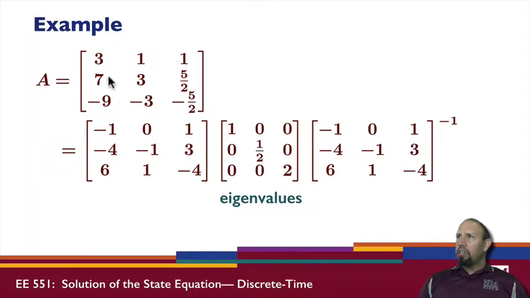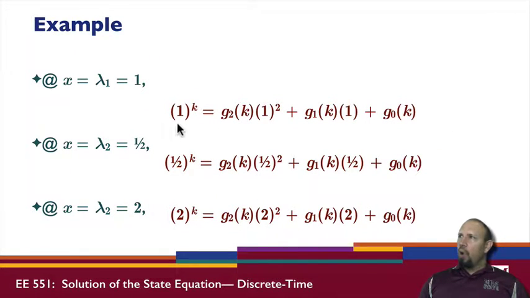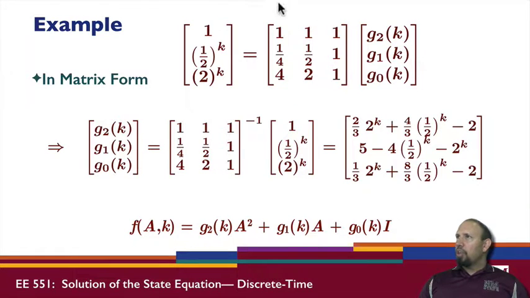So starting again with this matrix, we get the eigenvalue matrix. And so here I just get the eigenvalues for the sake of computing the eigenvalues. I don't use the eigenvectors like I did with the spectral mapping theorem. So at lambda equal to 1, we have this relationship, 1 to the power k. Here's my functions. At lambda equal to 1/2, I plug in this for lambda. Lambda equal to 2, I plug in this for lambda. So these are my 3 equations. And g2, g1, and g0 are my 3 unknowns.